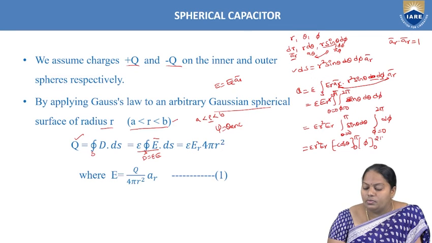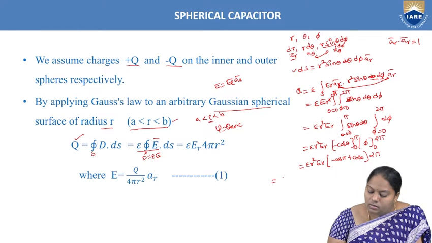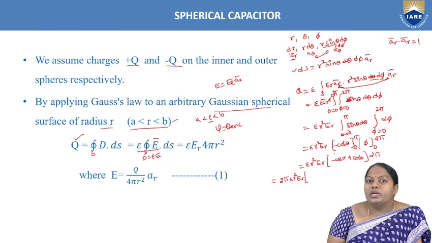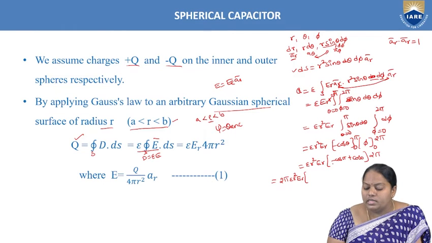Then if you substitute limits as 0 to pi, 0 to 2 pi, then epsilon R square ER into minus cos pi, then minus of minus plus cos 0 into 2 pi is obtained, which is equal to 2 pi epsilon R square into ER, then minus cos pi. So cos pi value is minus 1, then already minus is there, minus of minus becomes 1, then 1 plus cos 0 value is 1, then 1 plus 1 is 2, 2 into 2 becomes 4. 4 pi R square epsilon into ER is the value of Q.